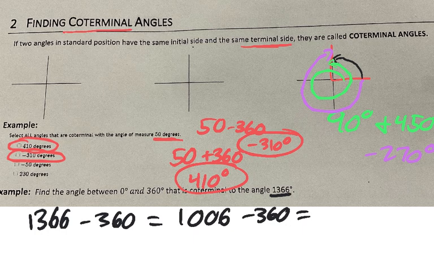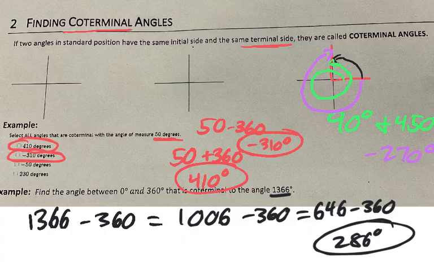What do I get if I subtract 360 again? 646, I think. I'm doing it in my head. Nobody going with me? That's still too big, so subtract 360 again. 286. I'm locked in.